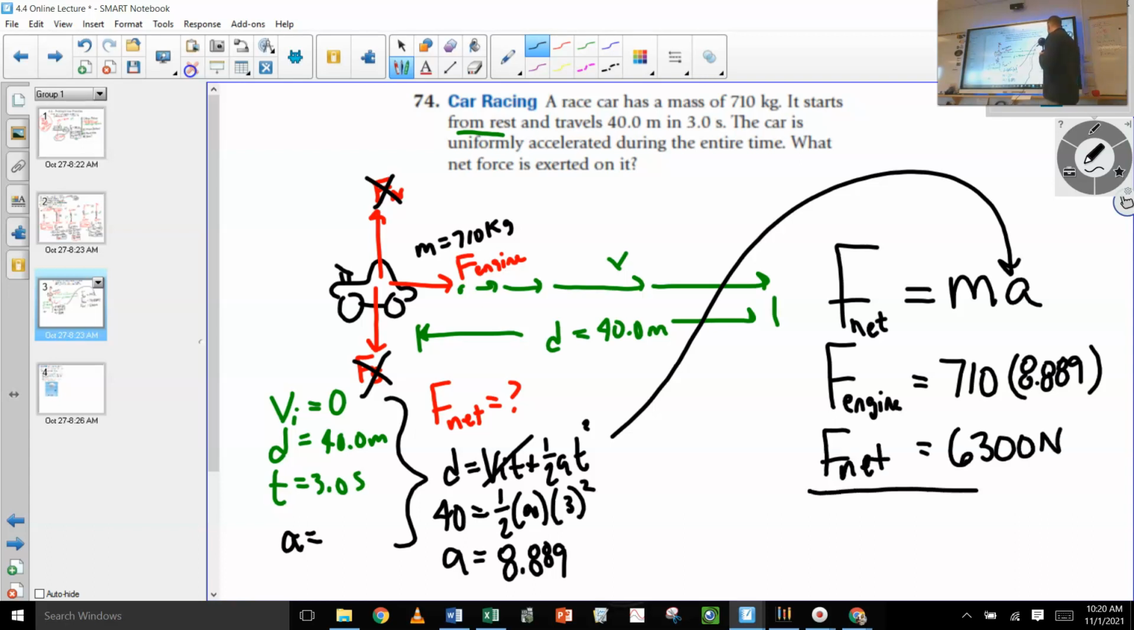And that's the net force. The net force is the force of the engine. So 6,300. There. Drew our picture with our forces. And then the pictures help out quite a bit. I had to take a sidestep in this one, finding the acceleration and then putting the acceleration into F equals ma.